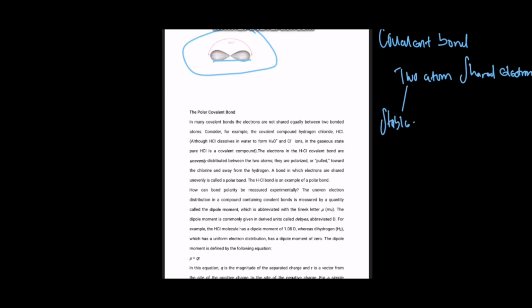Now moving further. What is a polar covalent bond? I've explained what a covalent bond is: a bond formed when two atoms share electrons, and the reason they share electrons is to maintain stability. Now, let me explain what a polar covalent bond is.